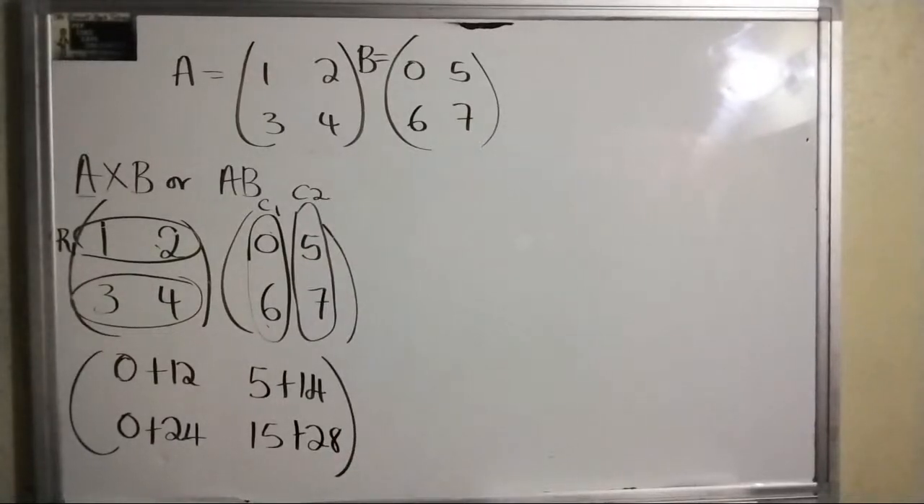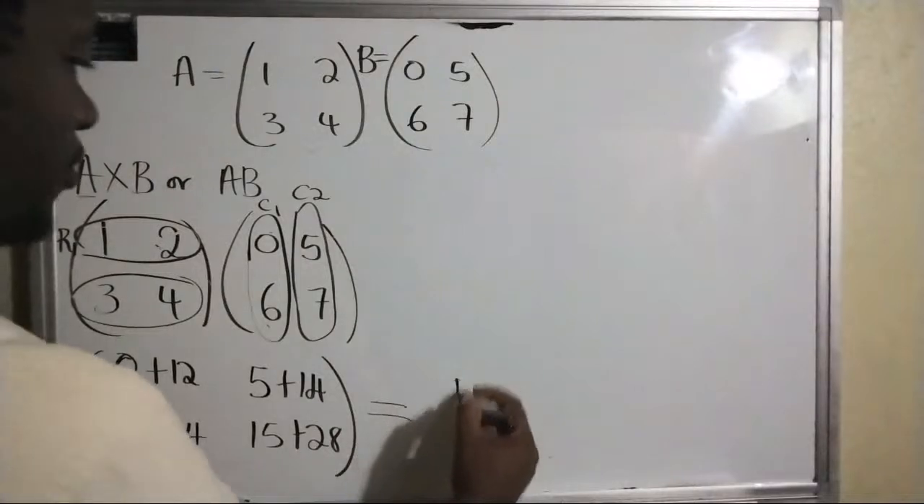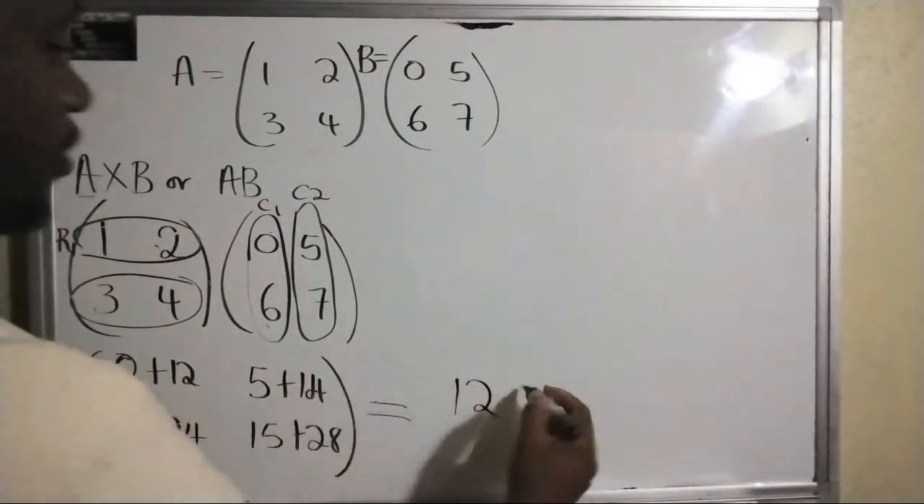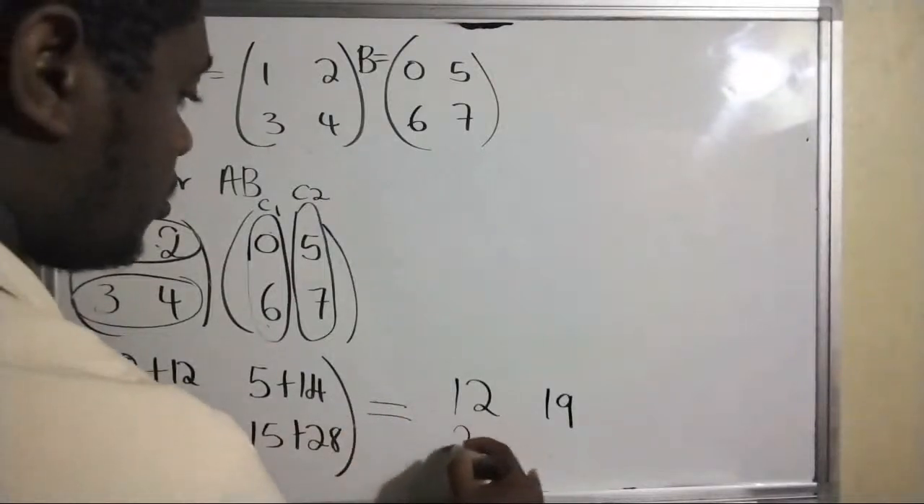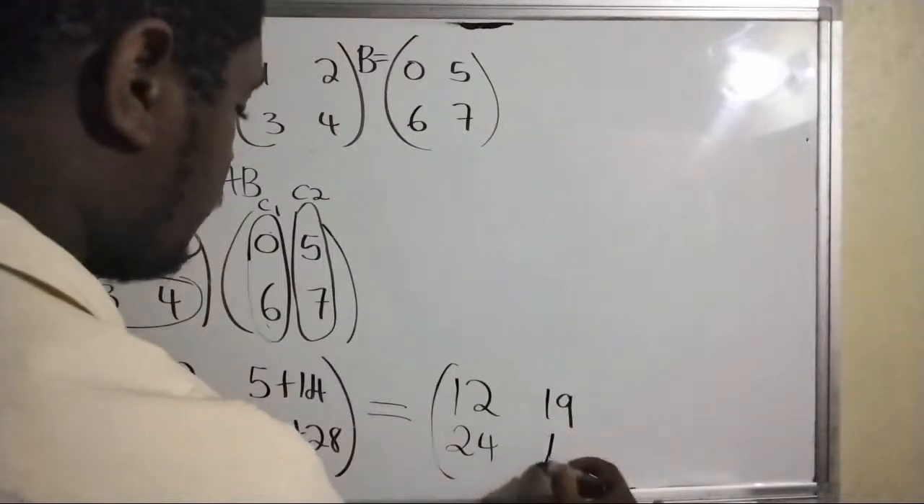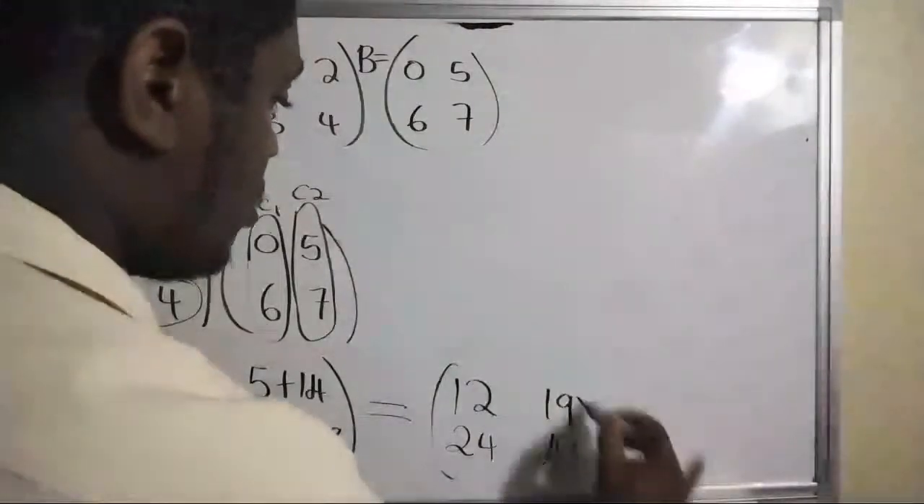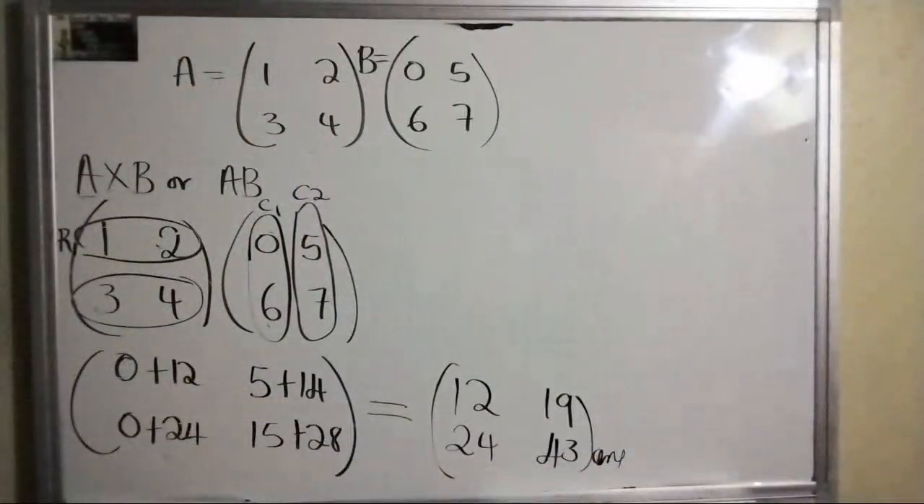All we have to do is just add the pairs and we're done. Maths is so easy. So 0 plus 12 is 12. 5 plus 14 is 19. 0 plus 24 is 24. And 15 plus 28 is 43. Add that, guys. Add that.